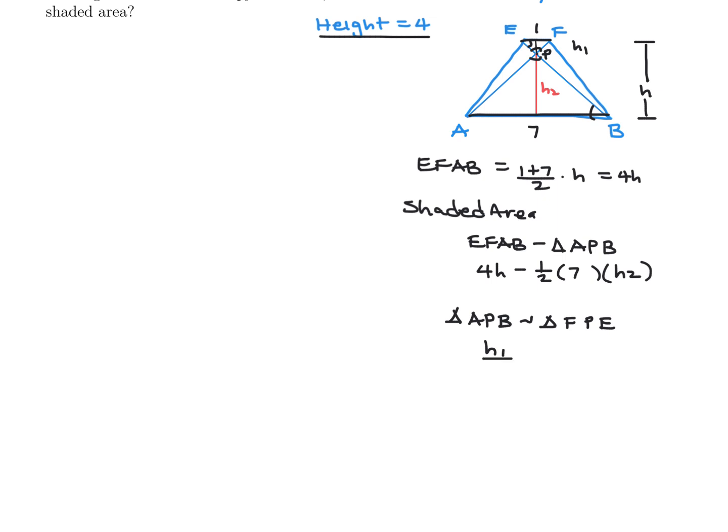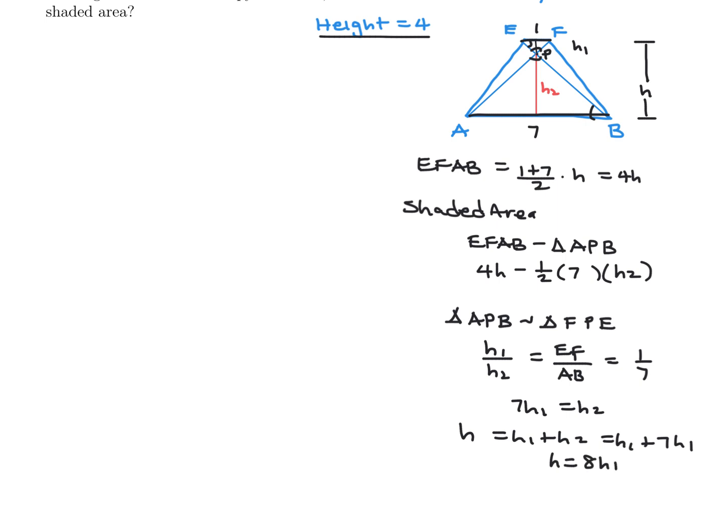So that means that H1 over H2 would be the same as EF over AB, which is 1 over 7. So that means that 7H1 is H2. And then the full H is H1 plus H2, right? So that's going to be H1 plus 7H1. So H is 8H1. Or you can write H is 8H2 over 7. And therefore, H2 would be equivalent to 7H over 8.